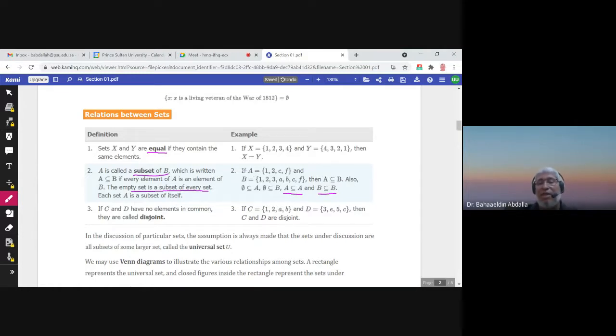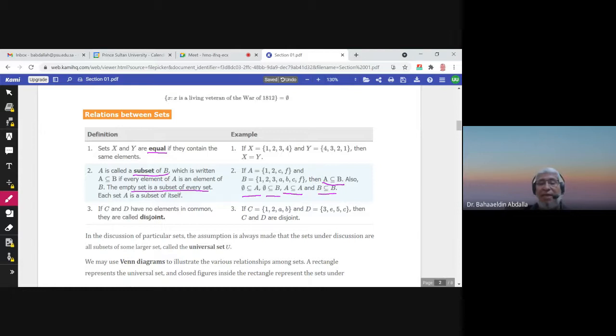So for example, this is the set A, 1, 2, C, F, and this is the set B. Notice 1 is in A and it's in B, 2 is in A and it's in B, and C and F are also in A and in B, so A is a subset of B. Also, phi is a subset of A and of B, A is a subset of A, and B is a subset of B. So for any set, there are two known subsets always: phi and the set itself.